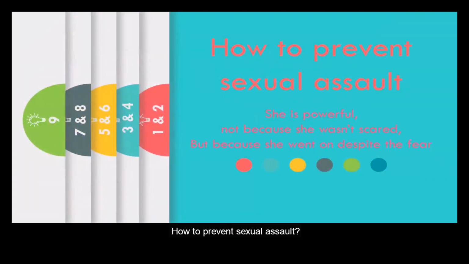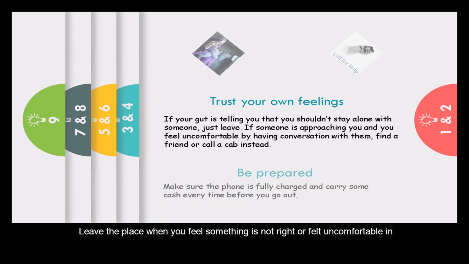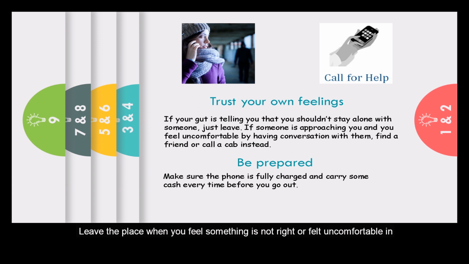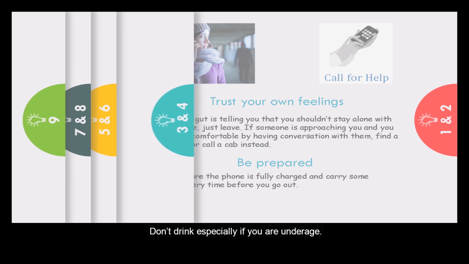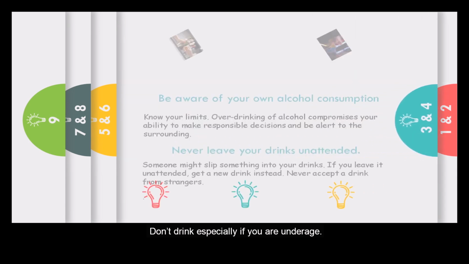How to prevent sexual assault? First, trust your own feelings. Leave the place when you feel something is not right or you feel uncomfortable. Secondly, be prepared. Make sure your phone is fully charged and carry some cash before you go out. Don't drink, especially if you are underage.